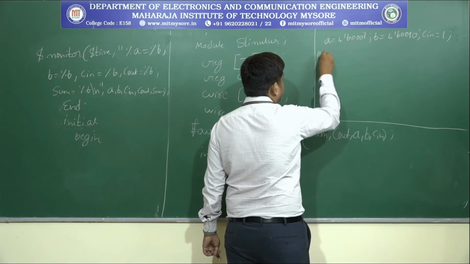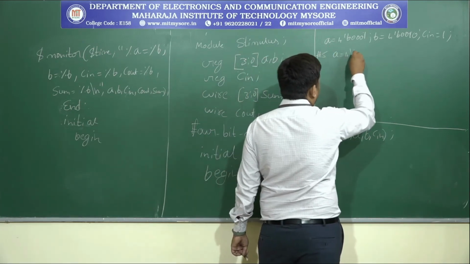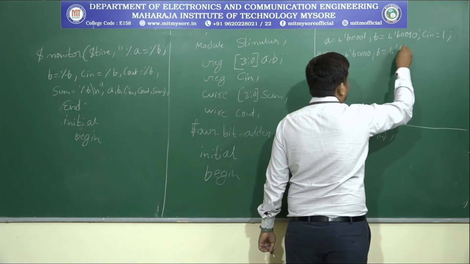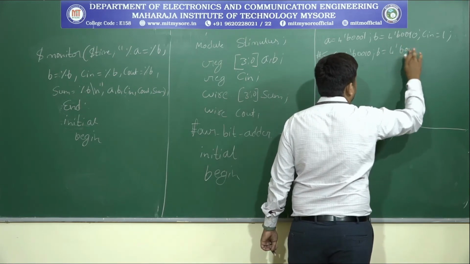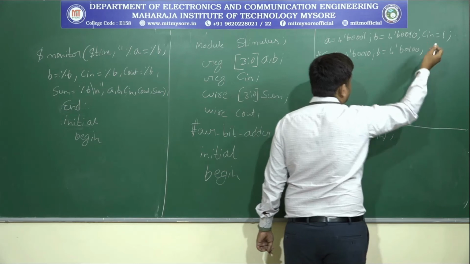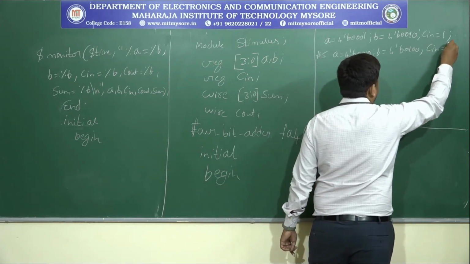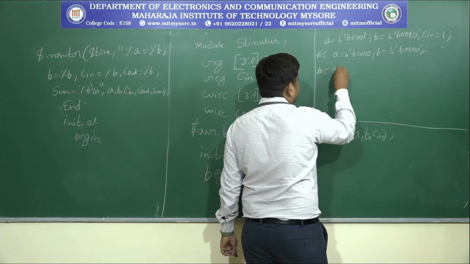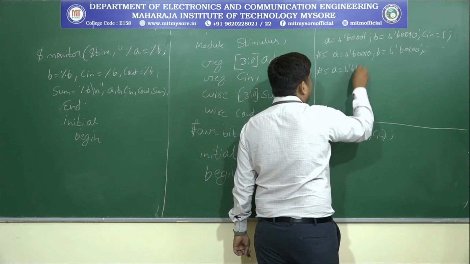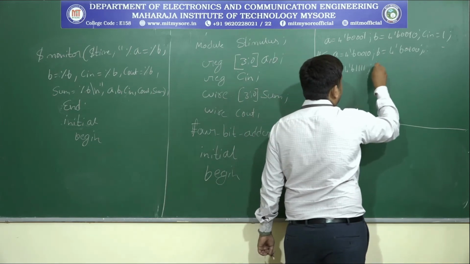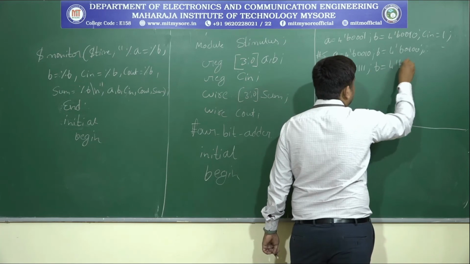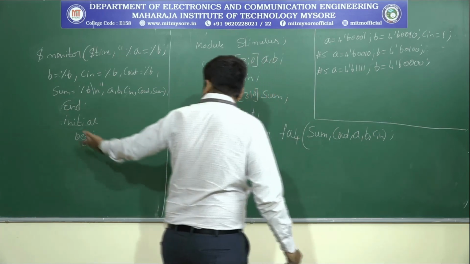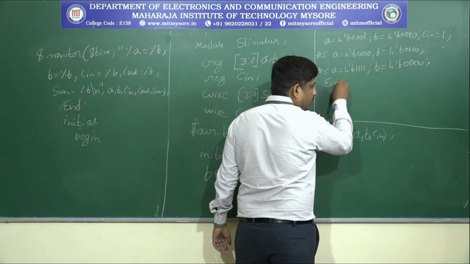Then after 5 nanoseconds, A is equal to 4'b0010. Then B is equal to 4'b0100. Then carry in, Cin is equal to 1, carry already applied. Then after 5 nanoseconds, A is equal to 4'b1111. Then here B is equal to 4'b0000. Okay, then after the begin, it should be what? End.